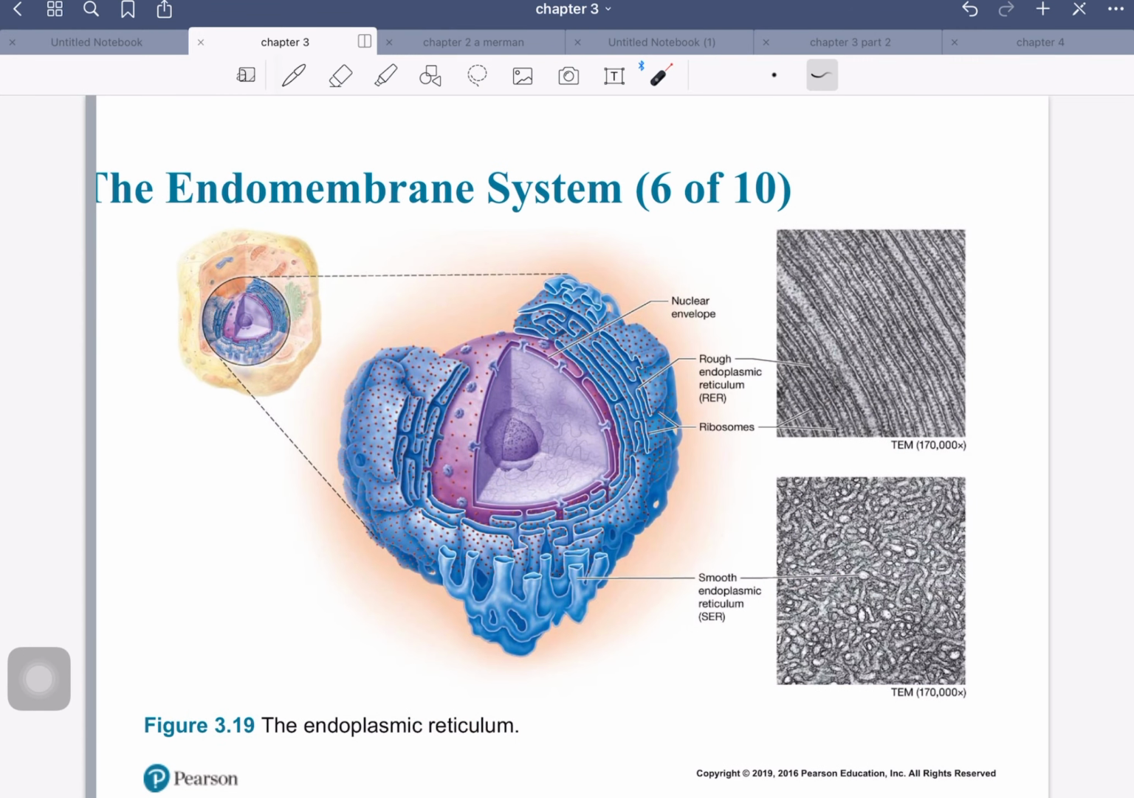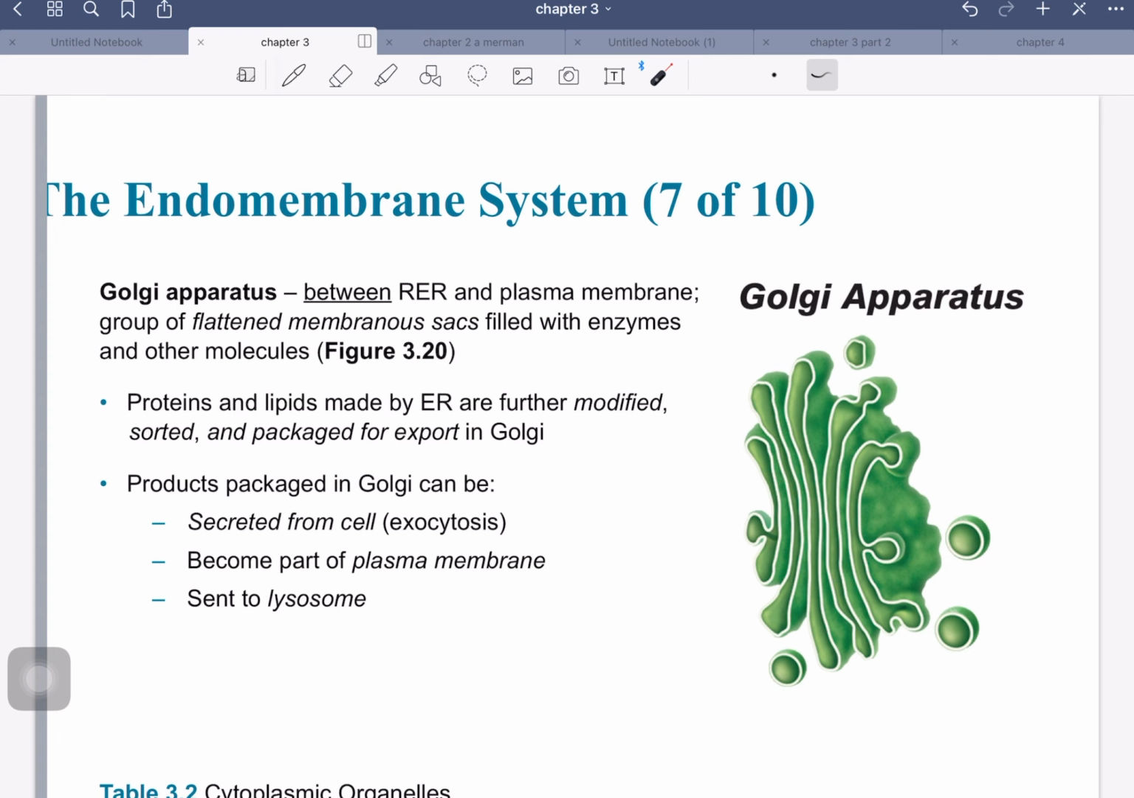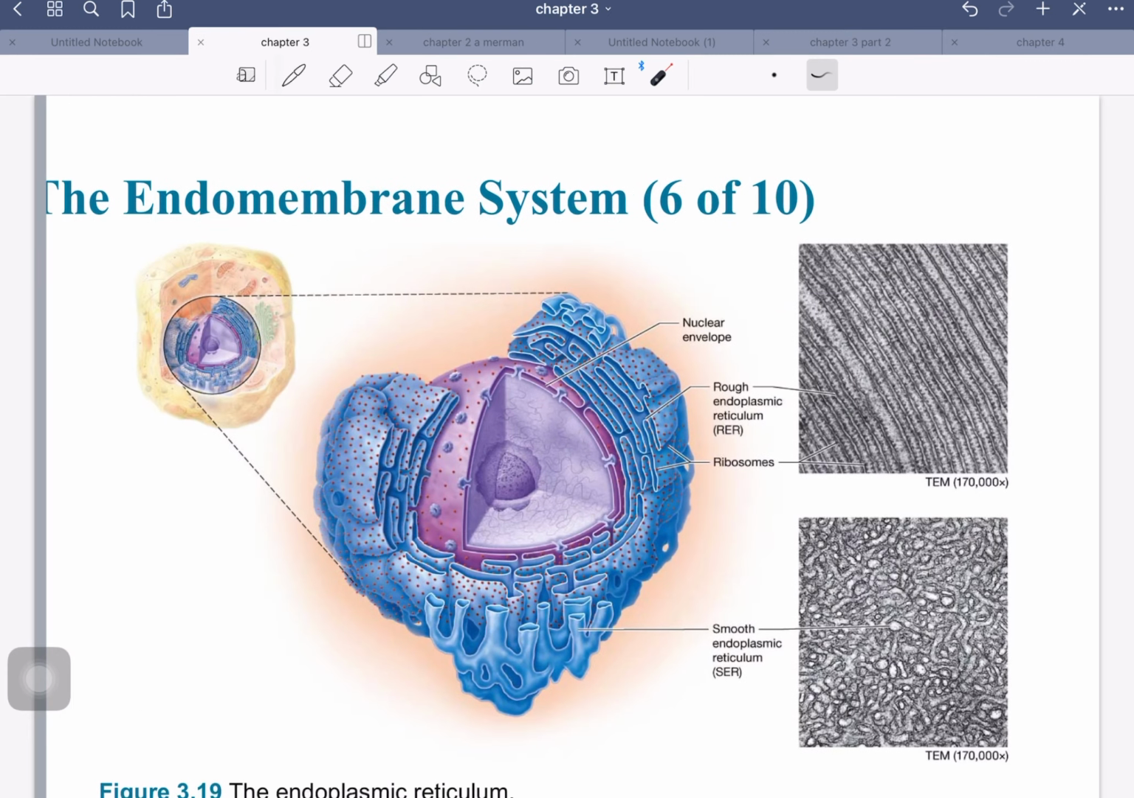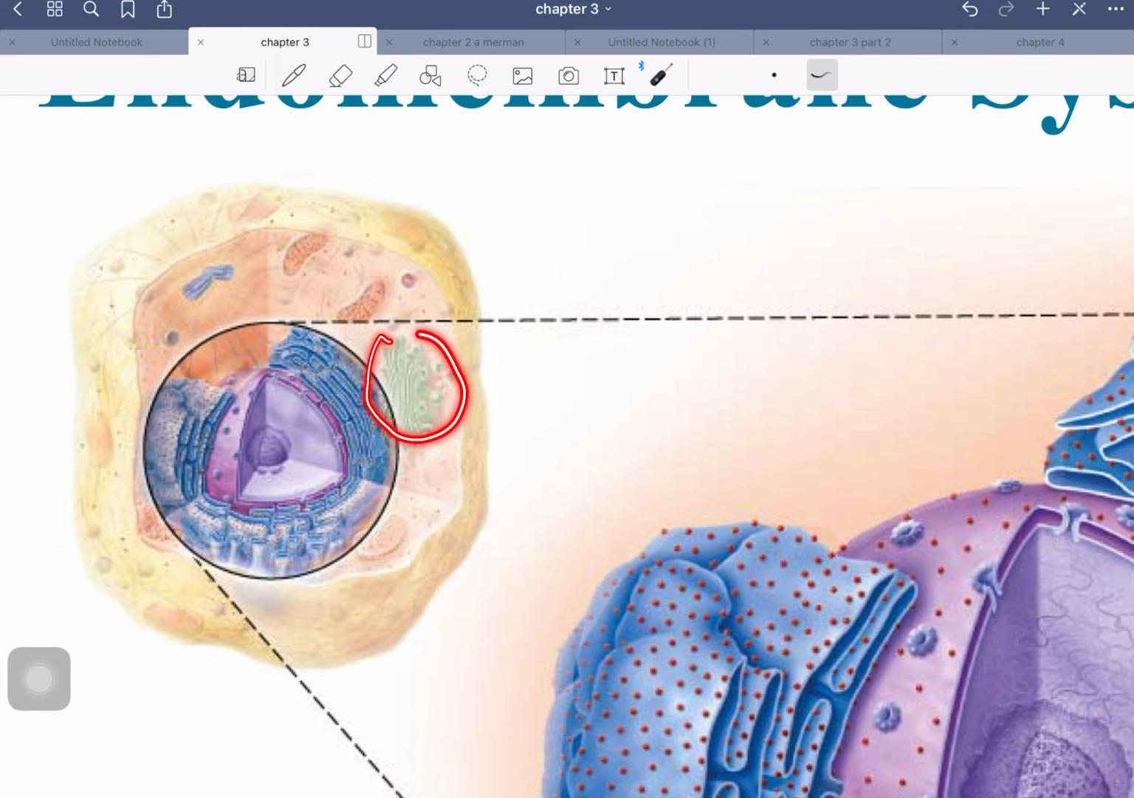Here we can just see sort of the relationship. You can see there's the nuclear envelope being cut away. You can see the rough endoplasmic reticulum. You can see the various ribosomes on there. And you can see here smooth endoplasmic reticulum. Of course, there are no ribosomes on there. Now, the Golgi apparatus, when we see, let's back up. No, they don't show it. They show it right here. You can see there's the Golgi right there.